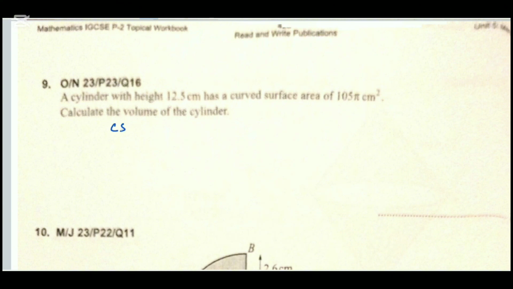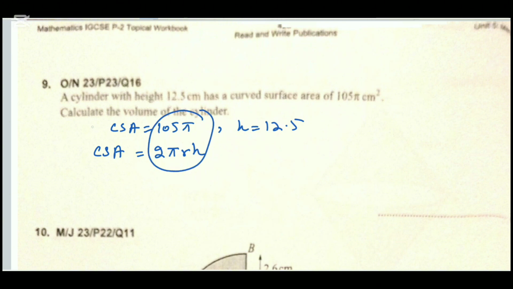Okay. Curved surface area is 105 pi. Height is 12.5. So curved surface area of cylinder formula is 2 pi r h. So it means you can equate these values. This is the value of curved surface area that is given, and this is the formula of curved surface area. So you can equate right hand side, like 105 pi can be equal to 2 pi r h.